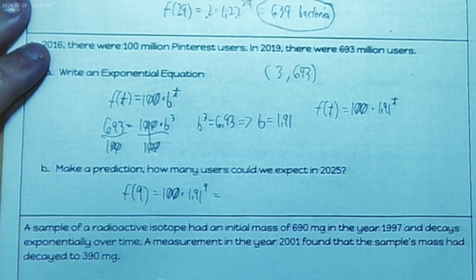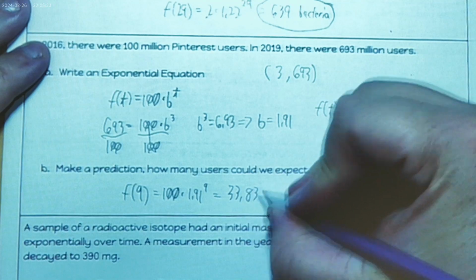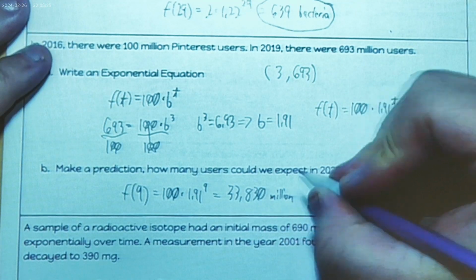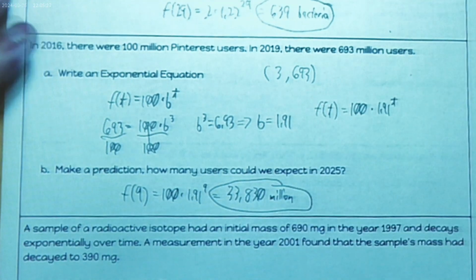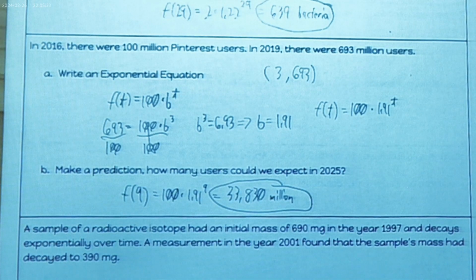Alrighty. So I'm going to say that's 33,830. And that's million. So that basically means that there are going to be 33 billion Pinterest users. So yeah, good for them.